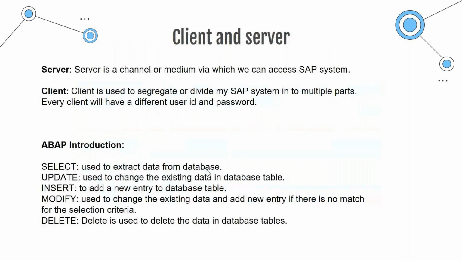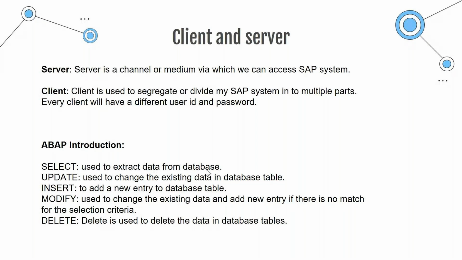Okay, then server and client. The server is nothing but a channel or a medium through which we can connect to the SAP system, right? Then the client is used to divide or segregate the data from one system to another system by using a certain number, the client number. That is nothing but your client. And every client will have a different user ID and password.